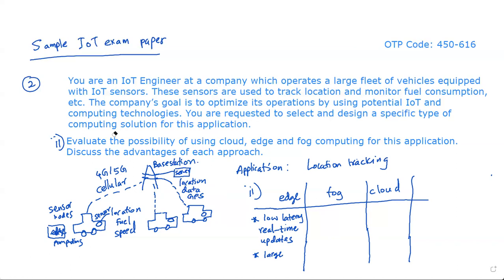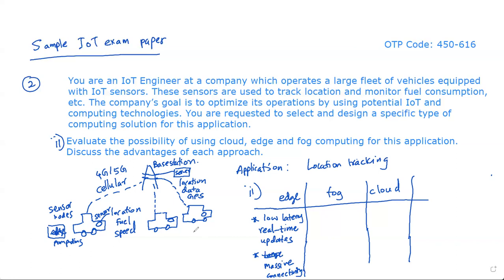So massive connectivity is possible. That means a large number of devices can be connected to the edge computing server, and the server can manage large amounts of device data. It can store the data if it has sufficient storage, and also it can process the data.